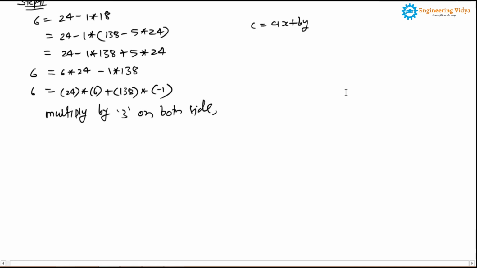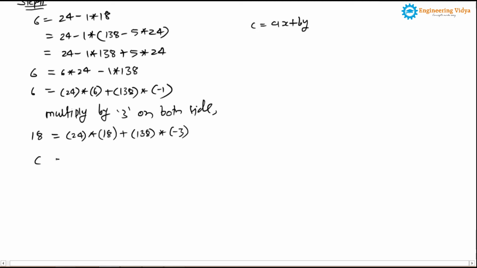so here 18 will be there. So 6 times 3 is 18, and after 18 here we are multiplying by 3 on both the sides, so 24 will be 24 only, but 6 will be converted into 18, right? And in a similar way here we have 138, we are multiplying by 3, so it will be minus of 3. So now we can write the format over here.